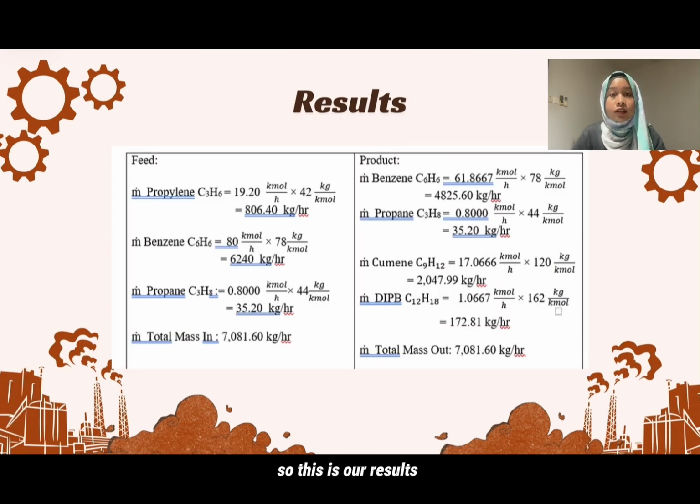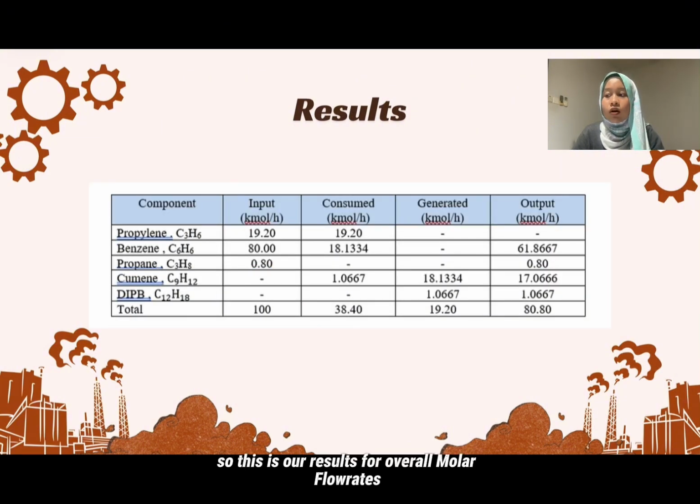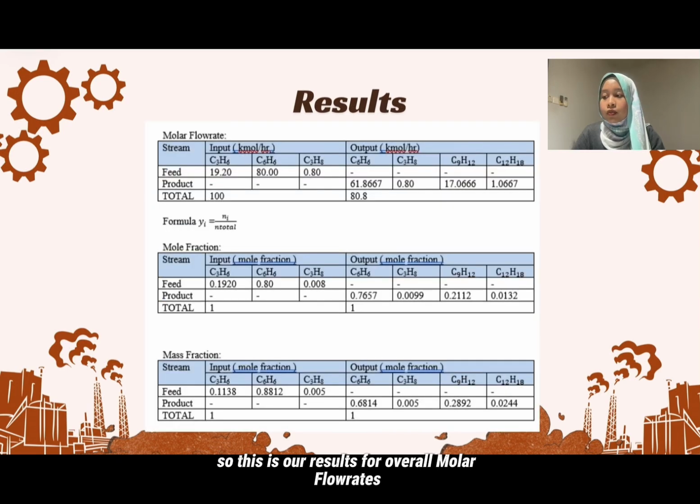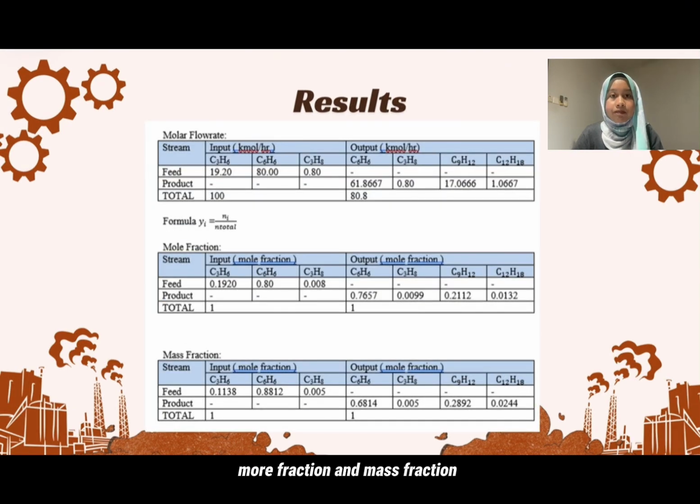So these are our results. I verified the total mass flow, showing that our input of 7081.6 exactly matches our output. This high yield proves that our reactor conditions are optimized for the desired product. And these are our results for overall molar flow rate, mole fraction, and mass fraction.